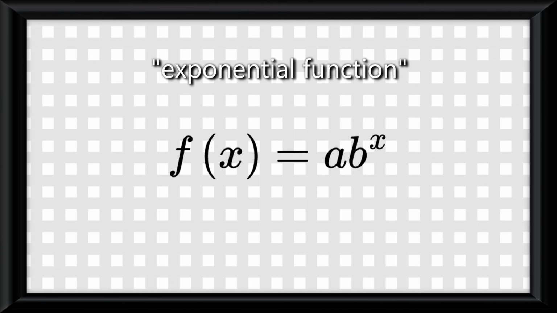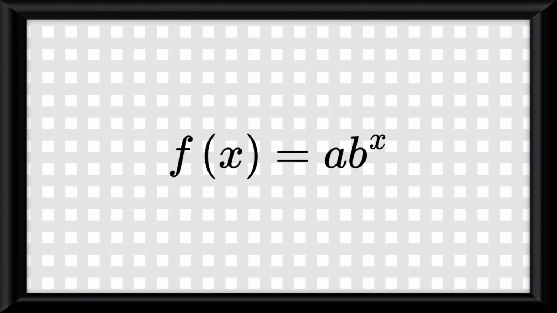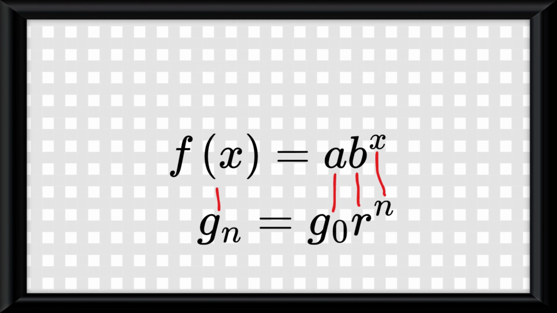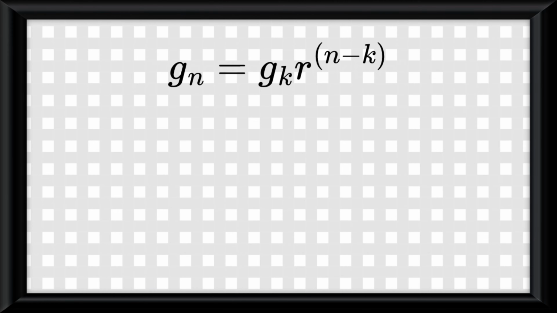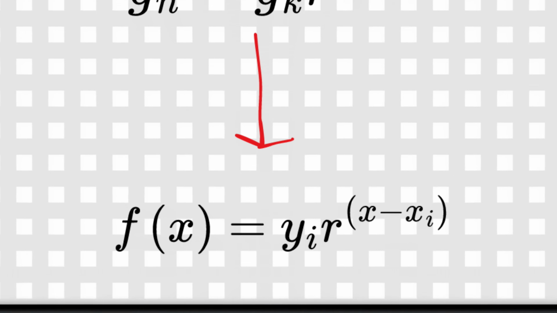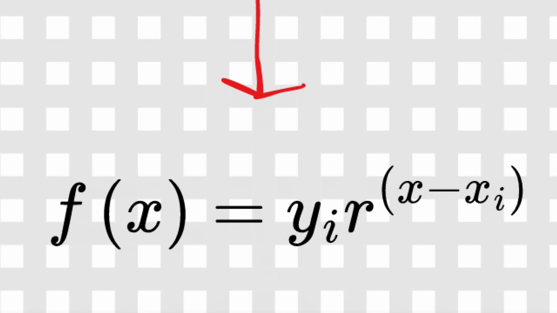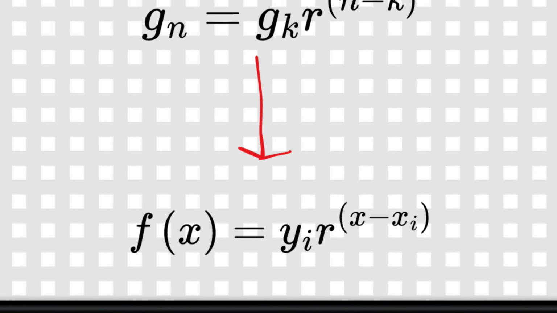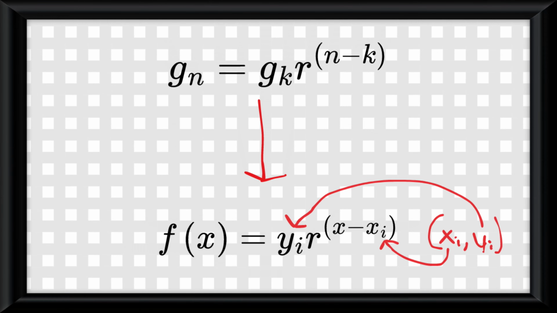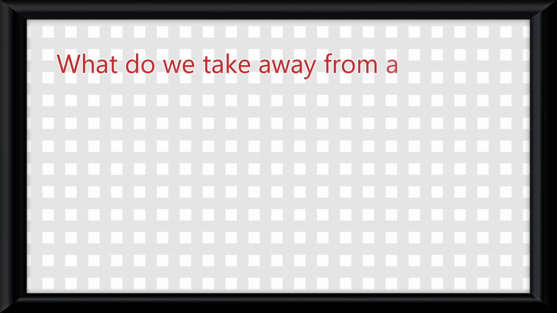Geometric sequences embody a new type of function we'll be talking about this unit, exponential functions. The exponential function skeleton equation is f of x equals ab to the power of x, and you can see the similarity to the geometric sequence equation. And funny enough, the second geometric sequence equation can be transformed into an exponential function, written as f of x equals yi multiplied by r to the power of x minus xi, where it includes the point xi comma yi in its equation. So what do we take away from all of this?